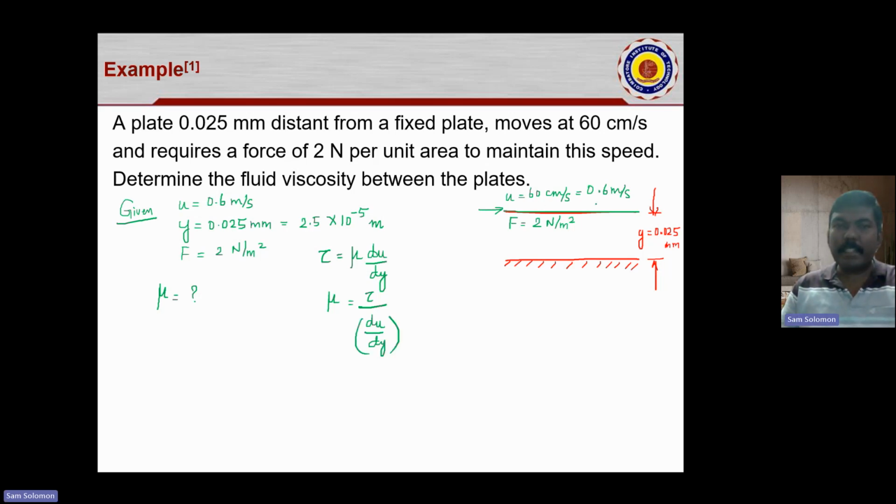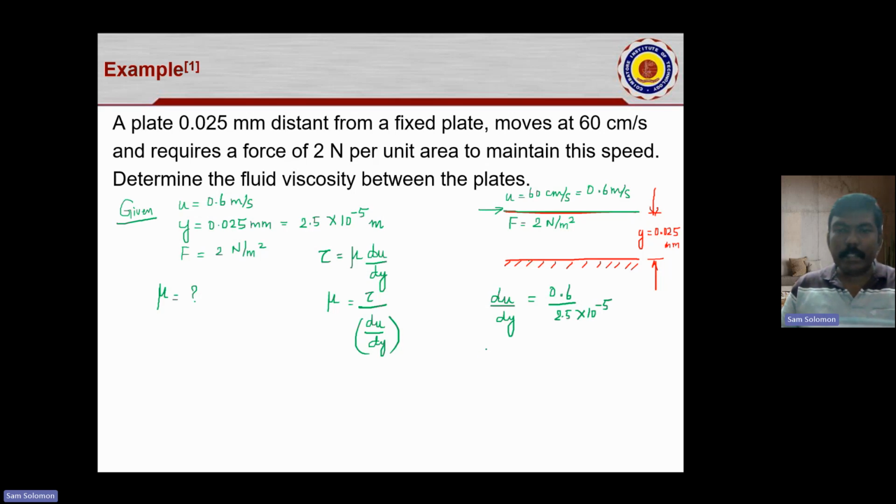So if this plate is going to move at a particular speed, then the fluid is also going to move at that particular speed over here. So the velocity of the fluid at this particular plate is going to be equal to zero, and the velocity of fluid at this particular plate is going to be 0.6 meter per second. So your du by dy is going to be 0.6 divided by 2.5 into 10 to the power minus 5.